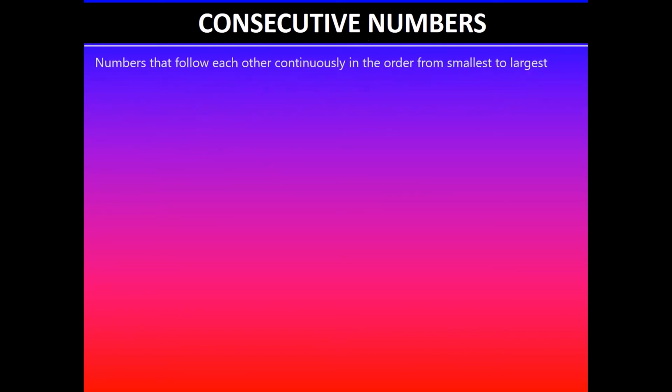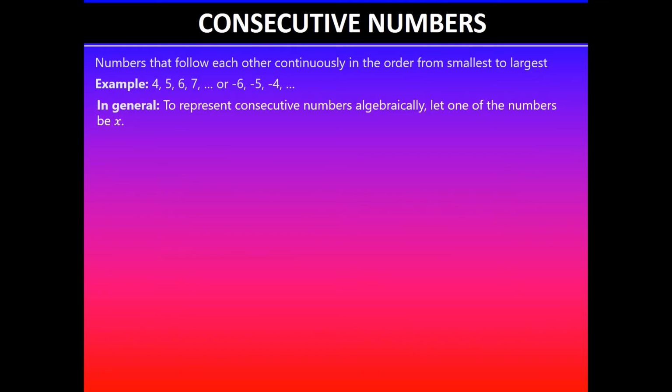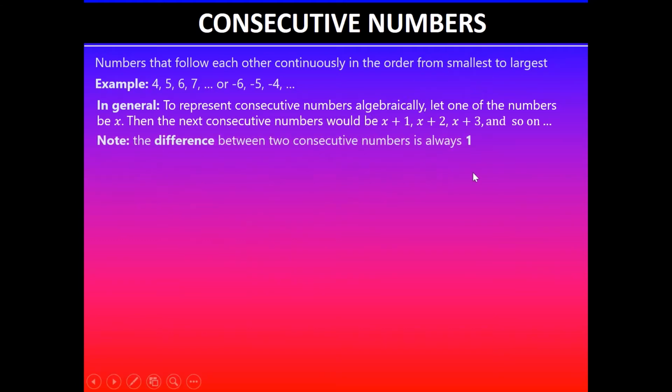Consecutive numbers are numbers that follow each other in order from smallest to largest. For example, 4, 5, 6, 7, etc. Or also negative numbers, -6, -5, -4, etc. And in general, to represent consecutive numbers algebraically, we can let one of the numbers be x, and in this case we can let x be the smaller integer. Then the next consecutive numbers would be x plus 1, and then x plus 2, x plus 3, and so on. So you need to note that there is a common difference of 1 between any two consecutive numbers.